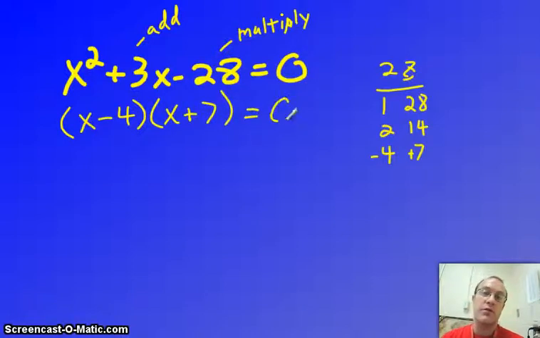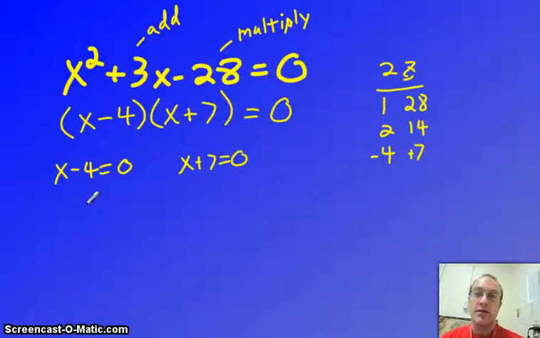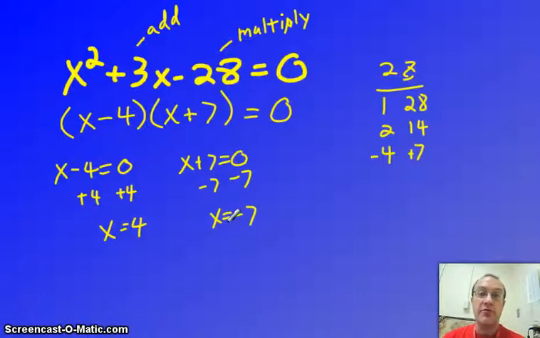This will still equal 0. Now from this I set up two small equations, and I know a lot of you do this in your head, but I'll have x minus 4 equals 0, x plus 7 equals 0. So I add 4 to each side, so I get x equals 4, and I'll get x equals negative 7. And those are my two solutions for this problem.